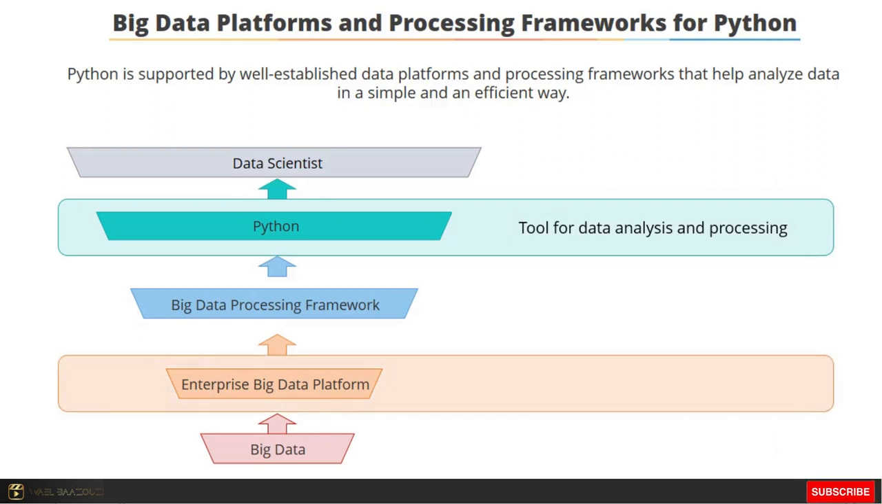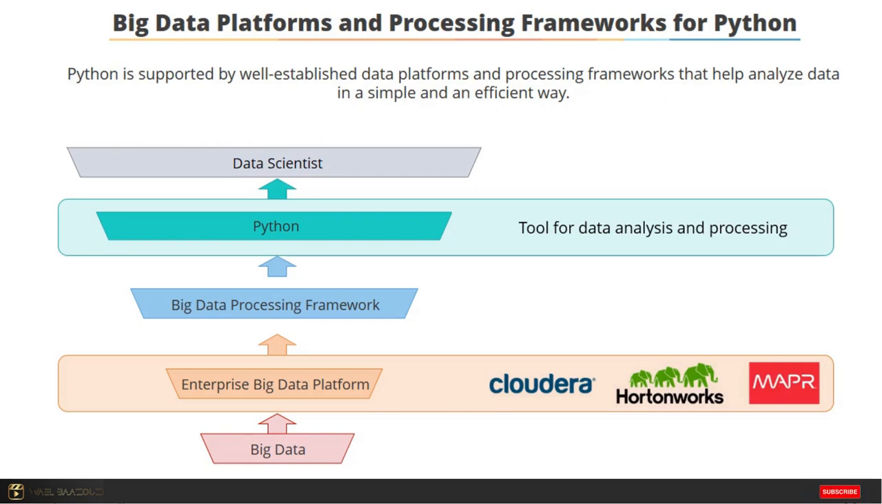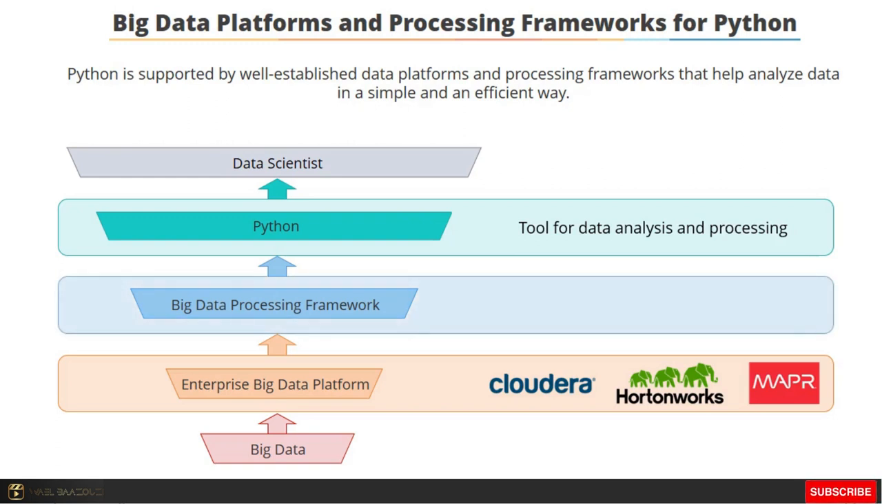Enterprise Big Data Platform. Cloudera is the pioneer in providing enterprise-ready Hadoop Big Data Platform and supports Python. Hortonworks is another Hadoop Big Data Platform provider and supports Python. MapR is also committed to Python and provides the Hadoop Big Data Platform. Big Data Processing Framework. MapReduce, Spark, and Flink provide very robust and unique data processing frameworks and support Python. Java, Scala, and Python languages are used for big data processing frameworks.